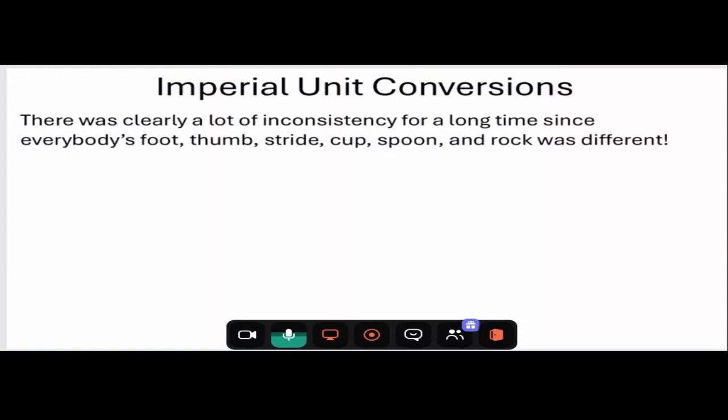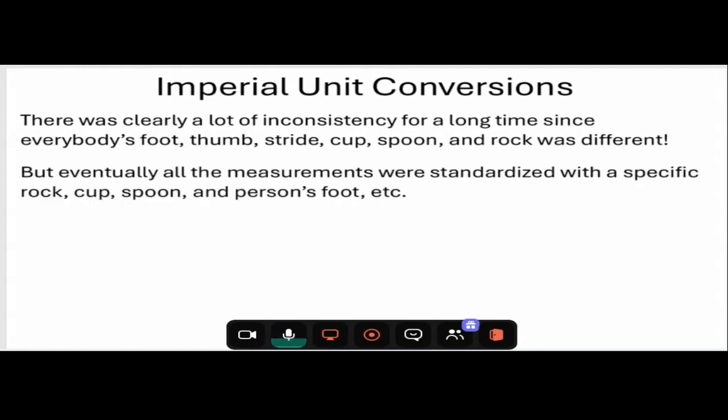Everybody's cups and spoons in their house were different. Every time you picked up a rock, it was a different rock. There was no real consistency, right? These were approximations. But over time, they were all standardized with a specific rock that then became, this is how much a stone weighs, this rock right here, a specific cup, a specific spoon, and then these measurement devices would be distributed so that everyone was using the same measurements.